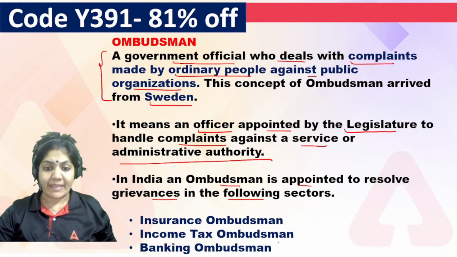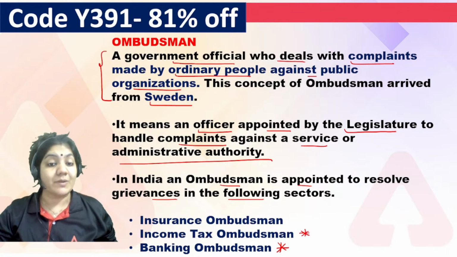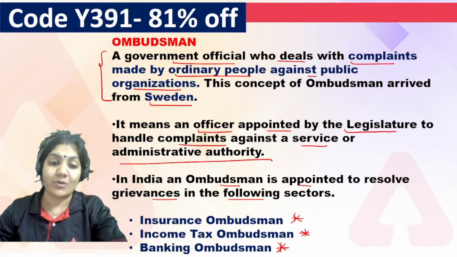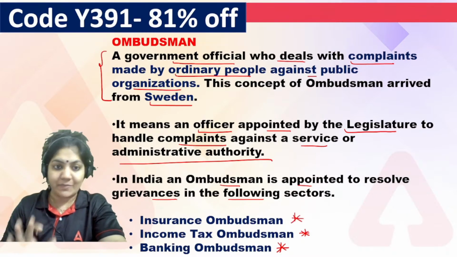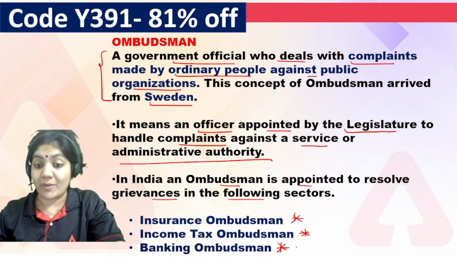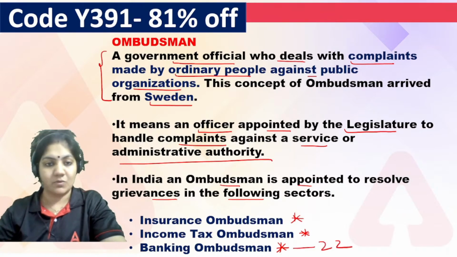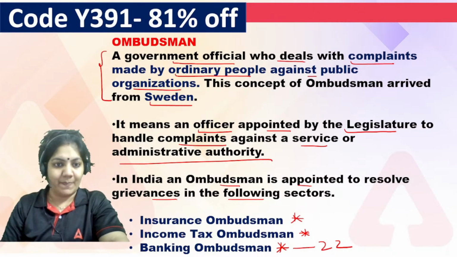We have done the banking ombudsman, and that is a part of your syllabus. There is also the income tax ombudsman. There is also the insurance ombudsman. So different ombudsmen are there, and we know that the banking ombudsman in India is 22. Right now, you all know this term.